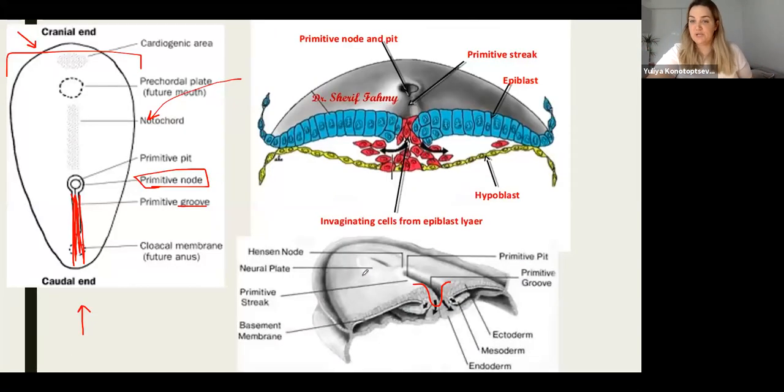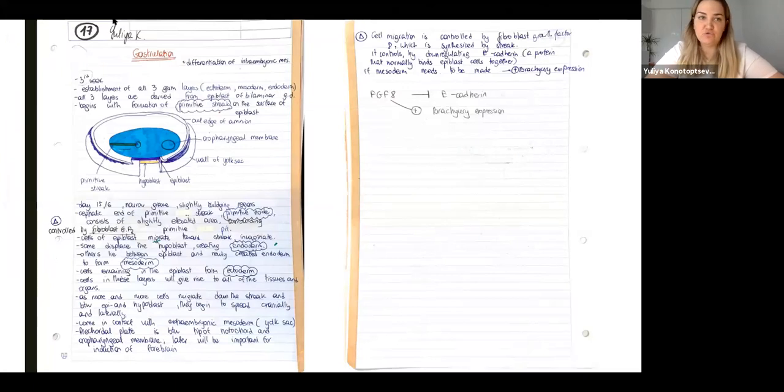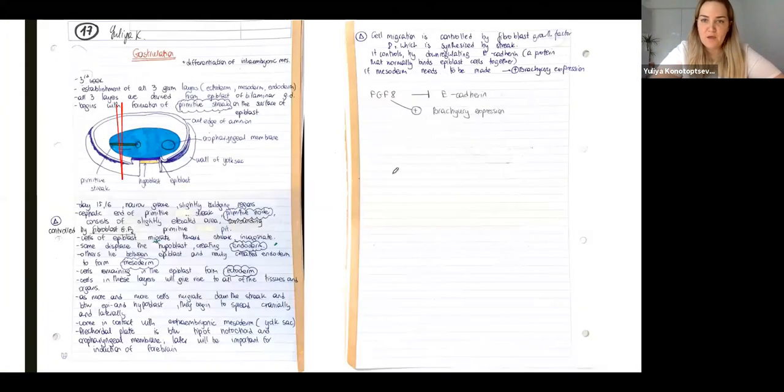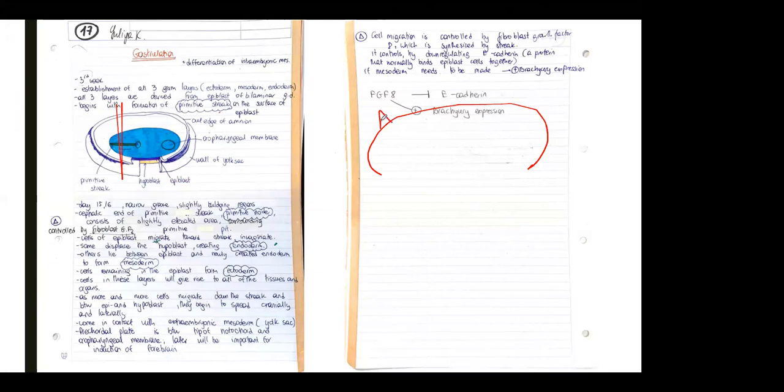Okay, let's do gastrulation. We have to draw it because it's a very easy process. We do a cross section through the primitive streak. We want to cut it through the primitive streak exactly as it shows on this picture. Remind me, which cavity do we have at the top? Amniotic cavity. This is the amniotic cavity.